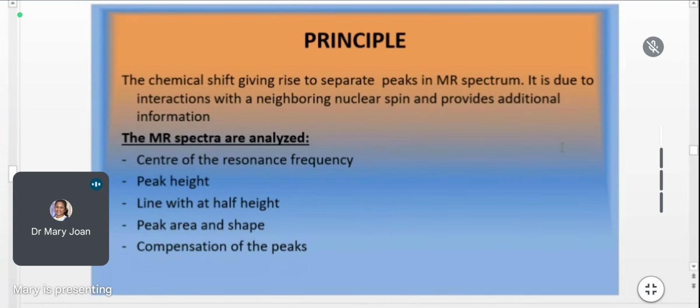The principle is the chemical shift giving rise to separate peaks in the MR spectrum. It is due to the interactions with a neighboring nuclear spin and provides additional information. The MR spectra are analyzed for the center of the resonance frequency, peak height, line width at half height, and peak area and shape, and composition of the peaks. All this information we can get, and we can use it to understand and identify the disease as well as its prognosis, and probably the expected response pattern to the treatment which we are giving.